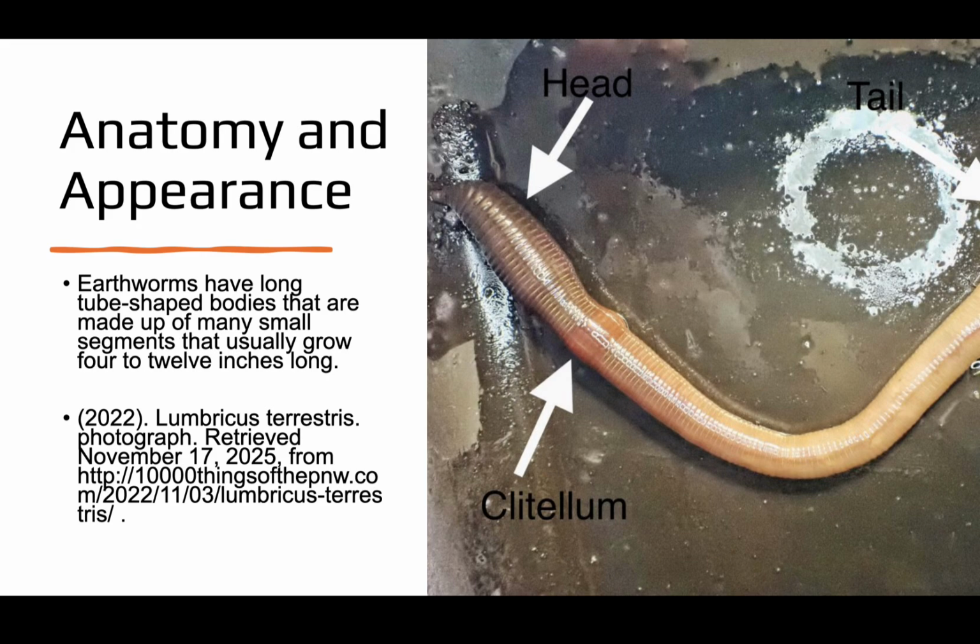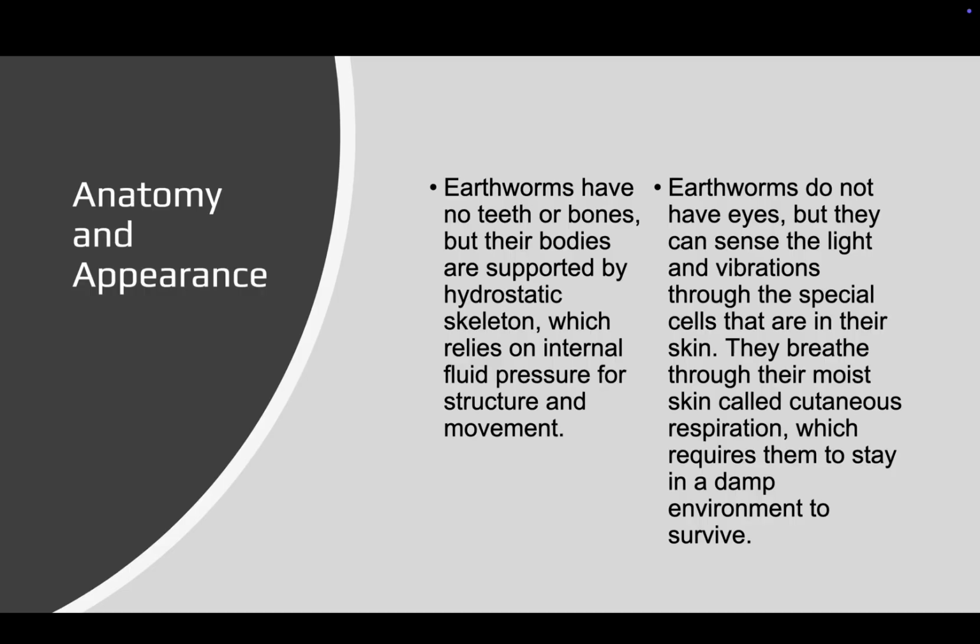to 12 inches long. This is the head, the clitellum, and the tail. Earthworms have no teeth or bones, but their bodies are supported by a hydrostatic skeleton, which relies on internal fluid pressure for structure and movement.